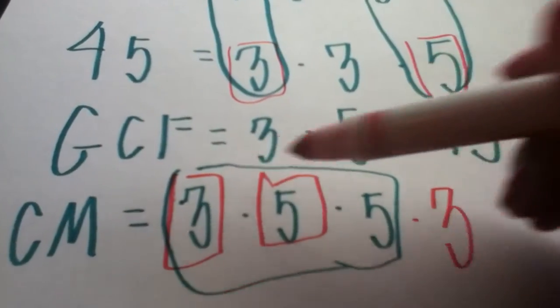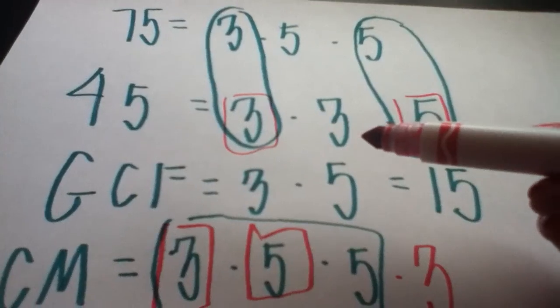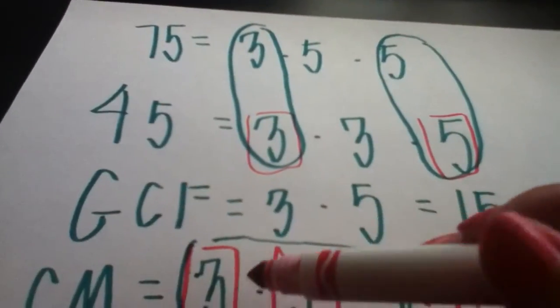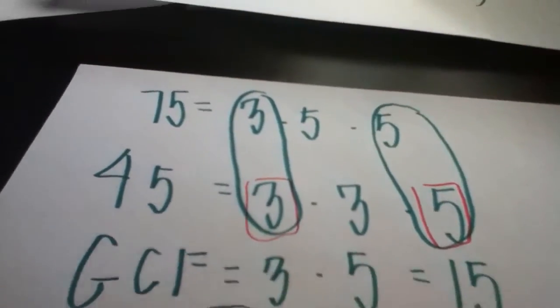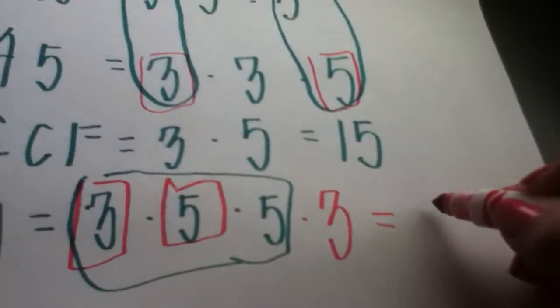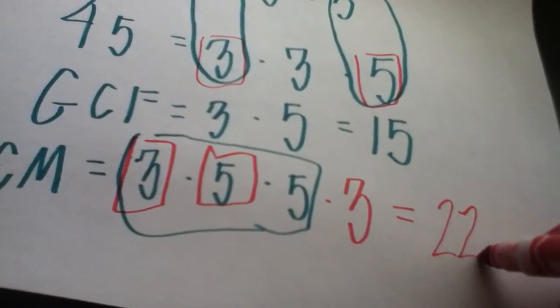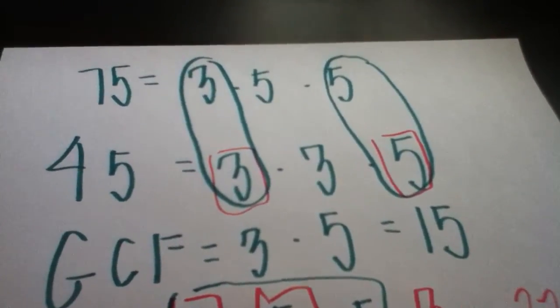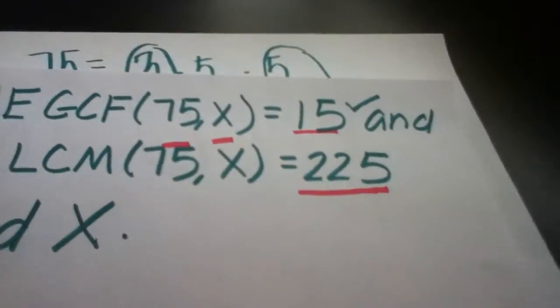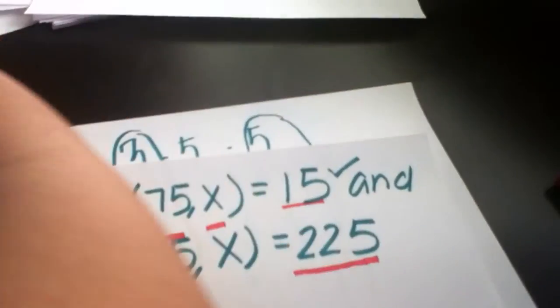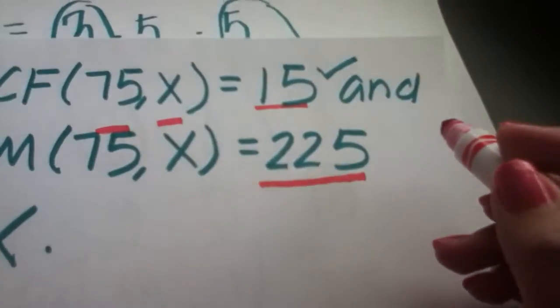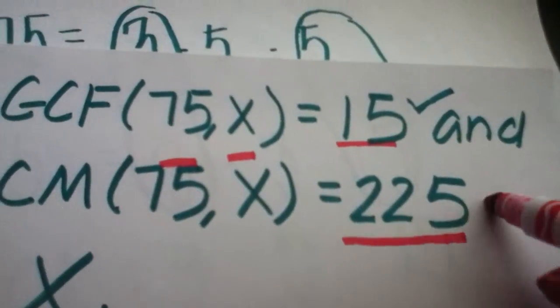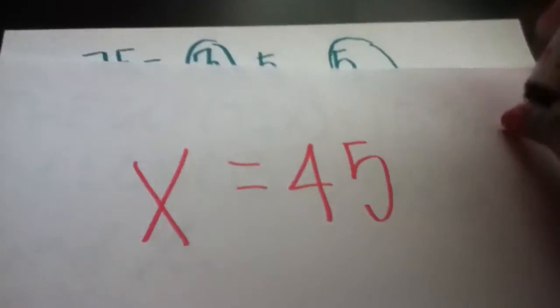So if we do 3 times 5 equals 45, and 75, if we do 3 times 5 times 5 equals 75. If we multiply all that out, we're going to get 225, which is our LCM. And we know that's correct. LCM equals 225. So that's how we know that x equals 45 is correct.